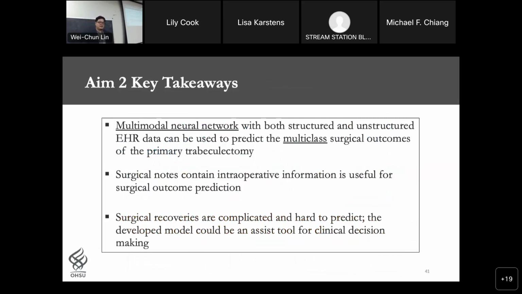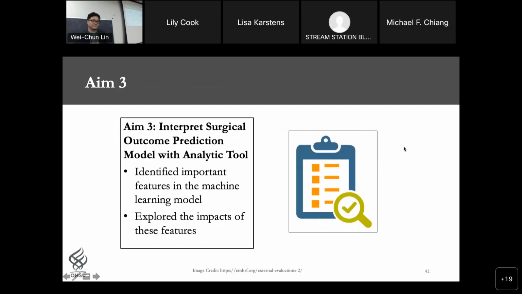Here are 3 key takeaways from our specific aim 2. First, the multimodal neural network with both structured and unstructured EHR data can be used to predict the multi-class surgical outcome of primary trabeculectomy. Compared to the previous study, even though we try to predict the multi-class outcome, which is a little more complicated than the binary outcome, our model still has a higher AUC score and F1 score. And the surgical notes contain intraoperative information that is useful for the surgical outcome prediction. The surgical recoveries of trabeculectomy are complicated and hard to predict for the long-term outcome, so the developed model could be an assistant tool for clinical decision making.